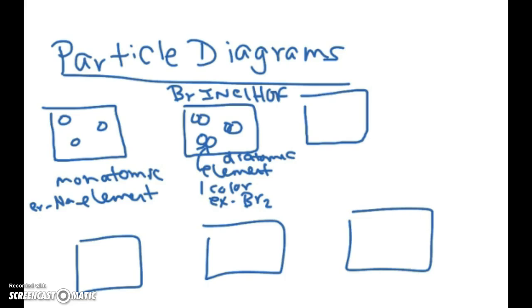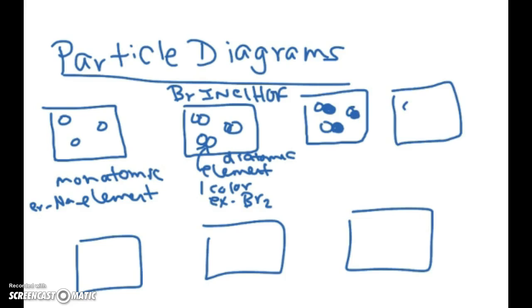Now let's look at a compound. A compound is two or more elements chemically combined, so we're going to represent it with two different colors or two different patterns. Whereas the element had one color, a compound has to have at least two different colors, and we're going to show that they're attached. So this could represent a compound.